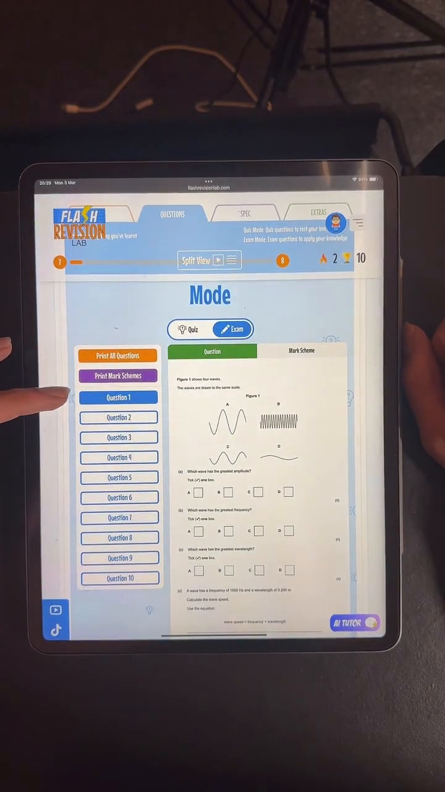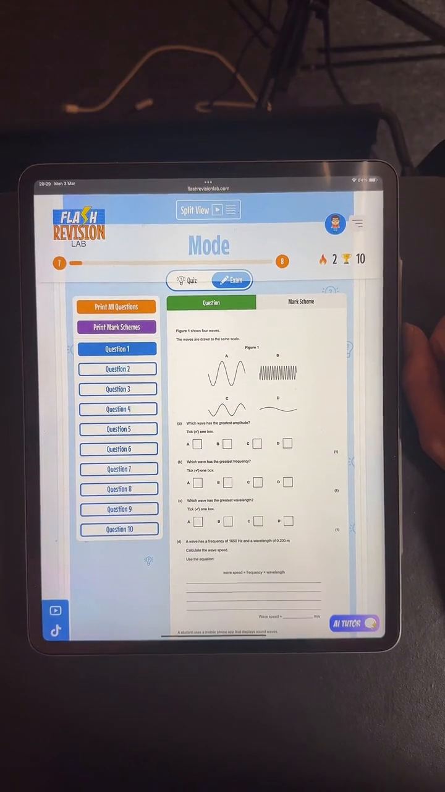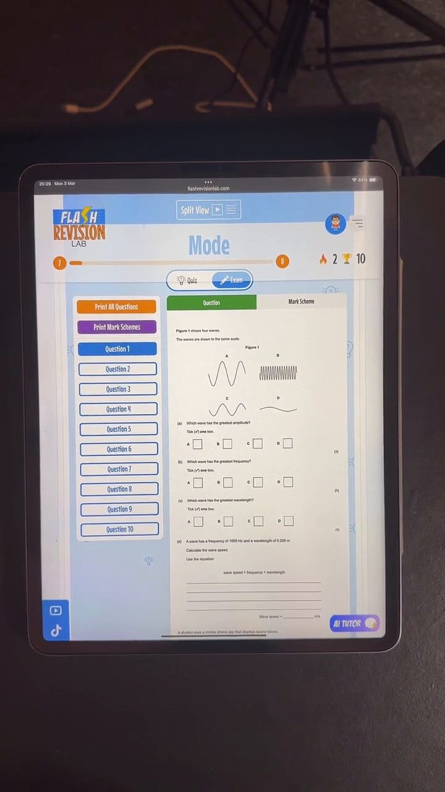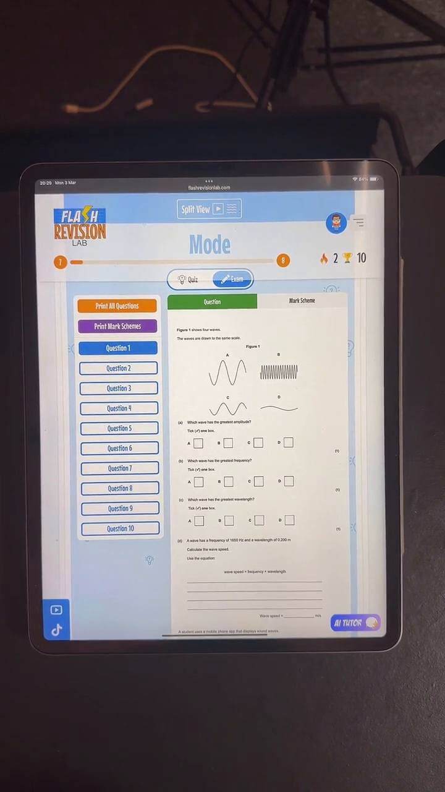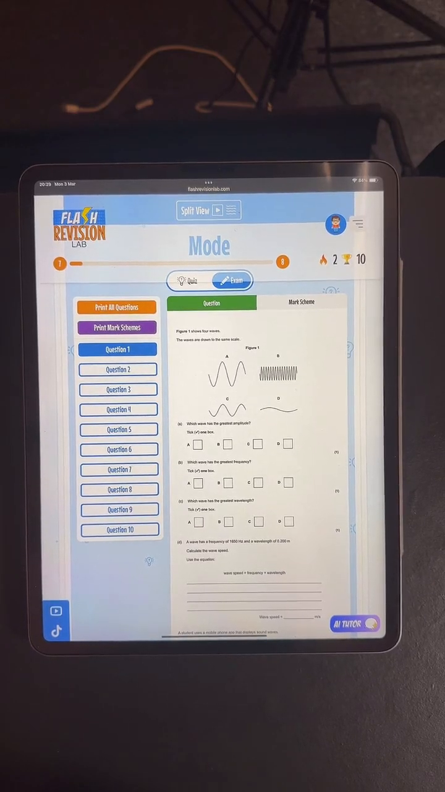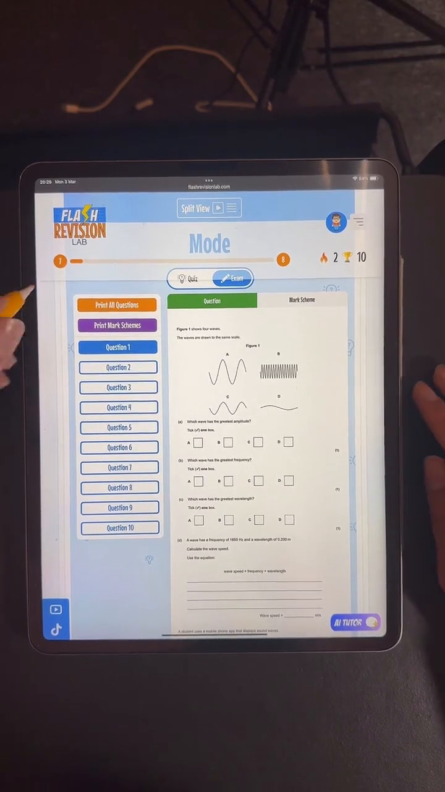So if we go to question 1 here, figure 1 shows 4 waves. The waves are drawn to the same scale. Which wave has the greatest amplitude? Does anyone have an idea as to which this would be? Tina said A, Adnan said B, we've got another A. Okay, so it's a little bit of a mix of answers there, but most people have said A. And if you did, you are correct.